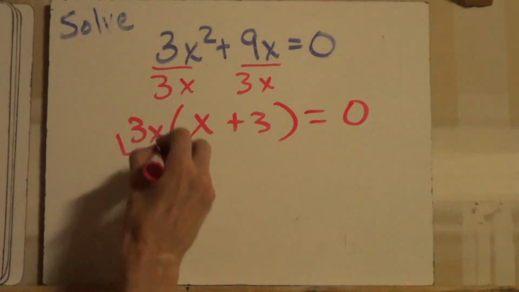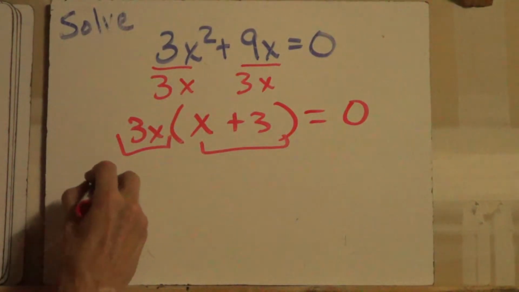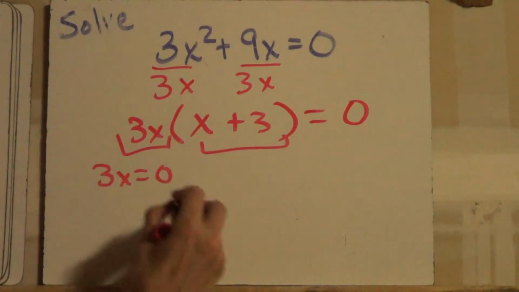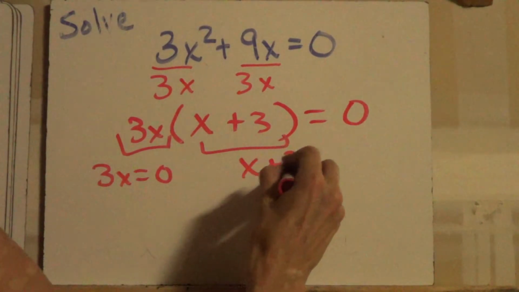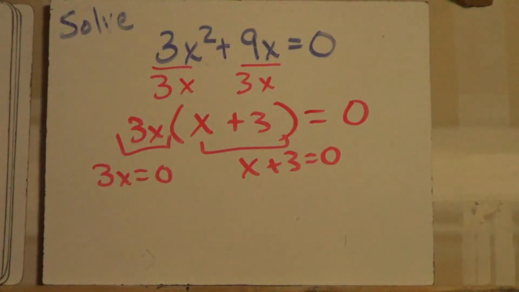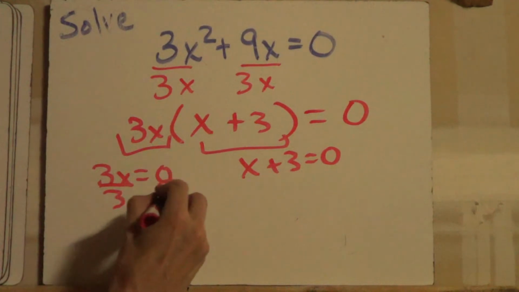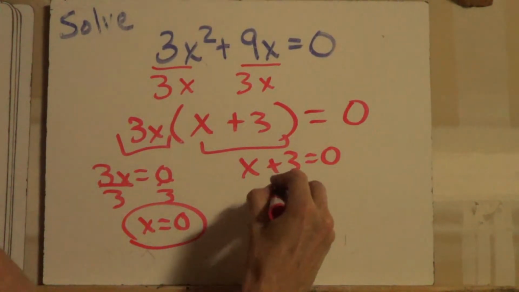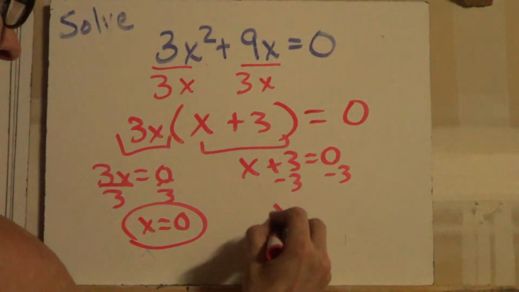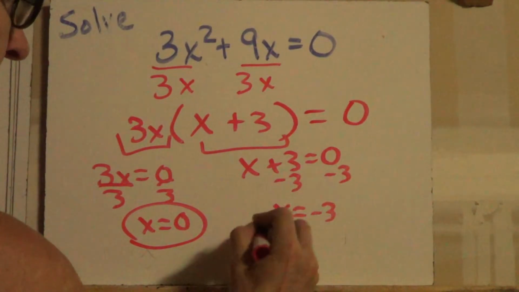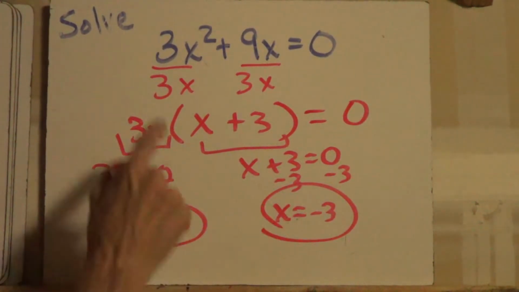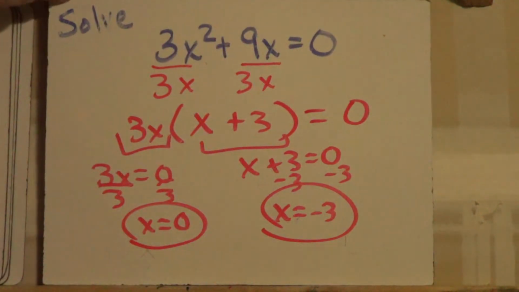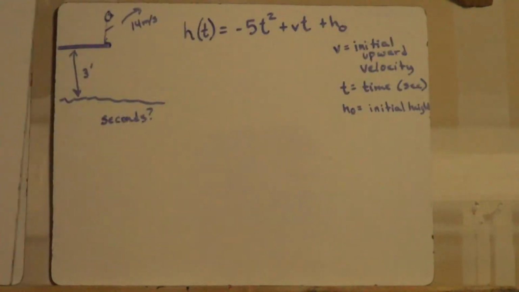Now set each of these to 0. 3x equals 0, and x plus 3 equals 0. Divide by 3, we get x equals 0. Subtract 3, we get x equals negative 3. So in both those situations, that would equal 0. You can plug it in and try it.